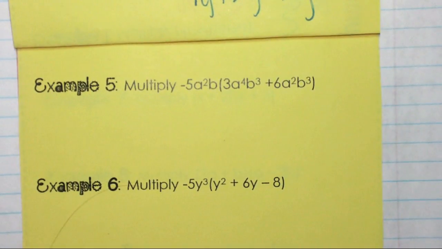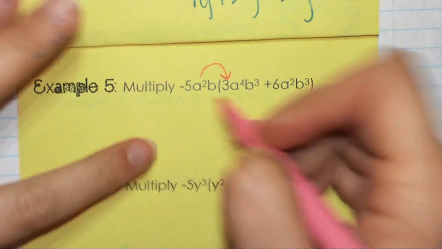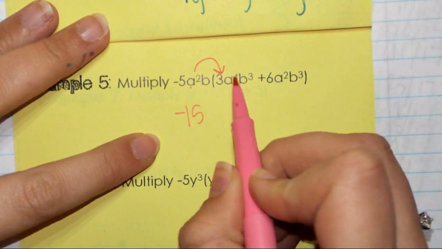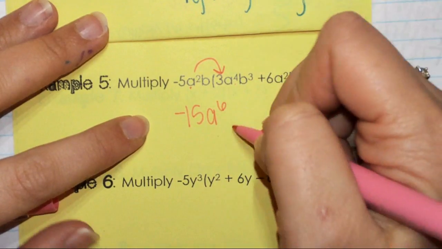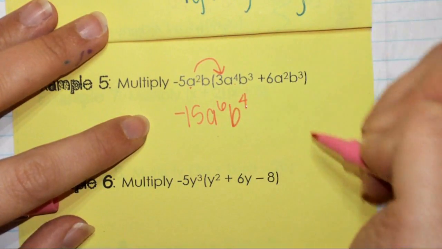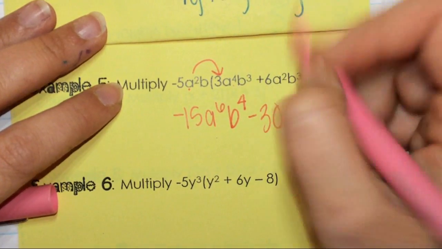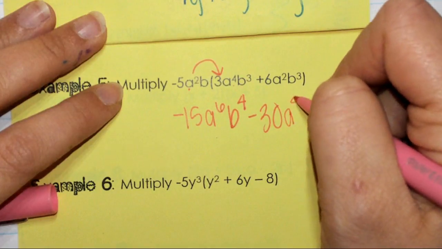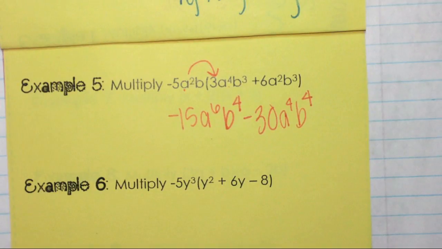All right, are we ready for example 5? Now, do we do this any different just because we have an A and a B? No, we do not. We still do the same thing. So it's negative 5 times 3, which is negative 15. A squared times A to the 4th is, and B times B cubed is B to the 4th power. Okay, negative 5 times 6. A squared times A squared is A to the 4th, and B to the 4th.